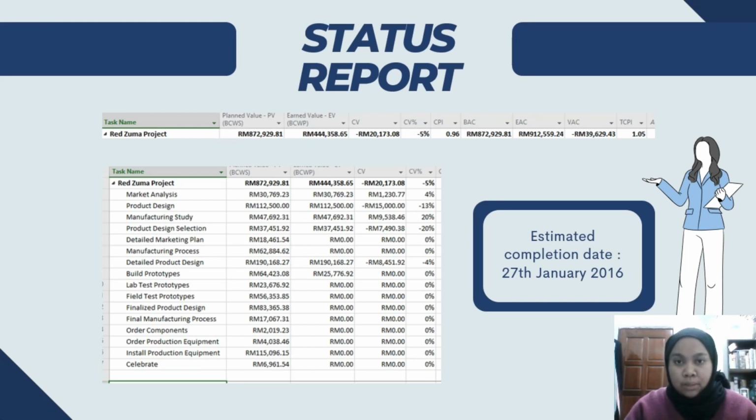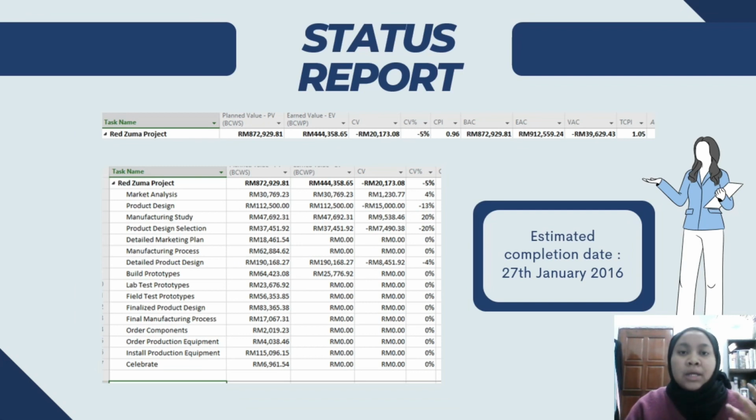From the earned value table, we found that the Red Zuma project is 5% over the estimated budget, which is by RM 20,173.08. For the duration, the completion date extended by 20 days, from initially 7th January 2016 to 27th of January 2016. The reason behind the delays and also the over budget is because some of the activities haven't progressed really well.